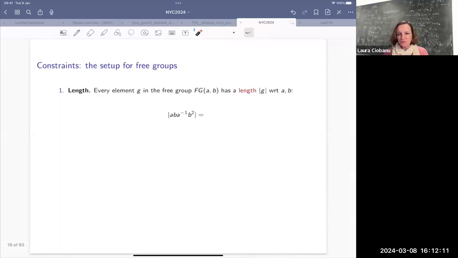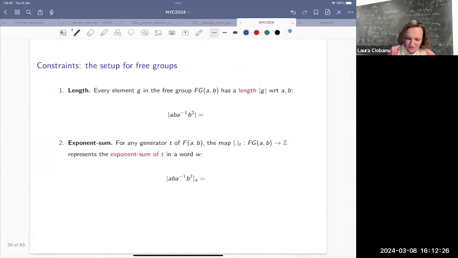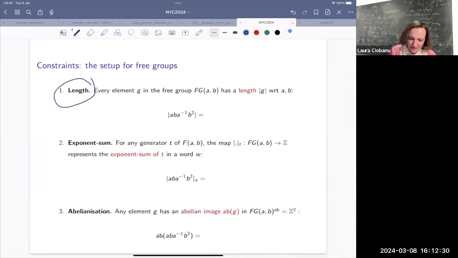So I already told you a bit that length, for example, will end up being non-rational, but just very quickly, I'm going to talk about three kinds of non-rational constraints, and this is why I'm doing this basic definition. I'm going to talk about length. I'm going to talk about the exponent sum of some generator, and I'm going to talk about the abelianization of the group and of an element.